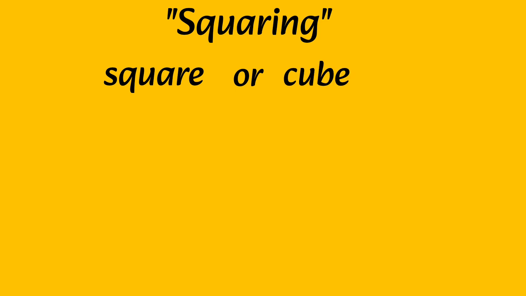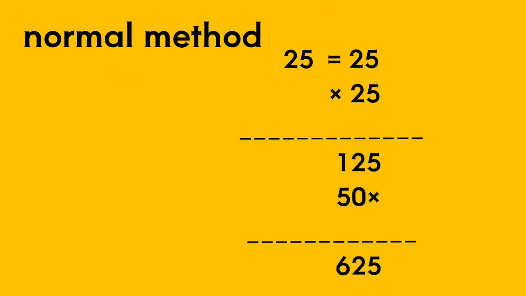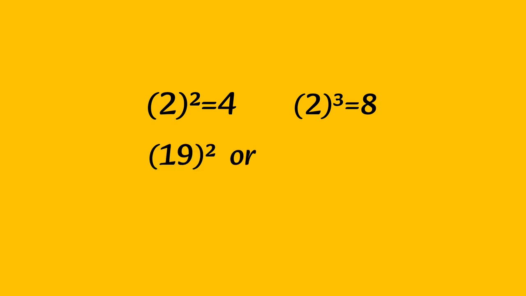Writing the square or cube of any number is easy up to a certain limit. But after that it is not that easy. In schools and colleges we are taught to calculate square or cube by the normal method, which is probably the best method. Squaring like 2 squared is 4, or cubing like 2 cubed, 2 twos are 4, 2 fours are 8, is easy.